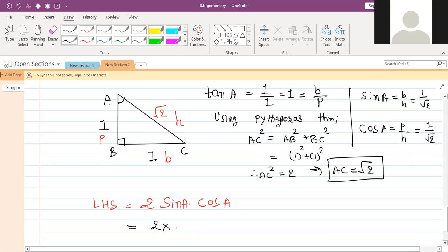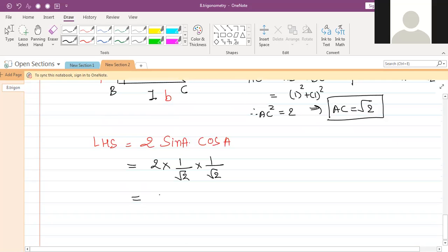So now we can put both the values. So sine A is 1 upon root 2, and cos A is also 1 upon root 2. And now here we get numerator 2 and denominator root 2 multiplied by root 2. Okay, I will explain: root x multiply by root x.